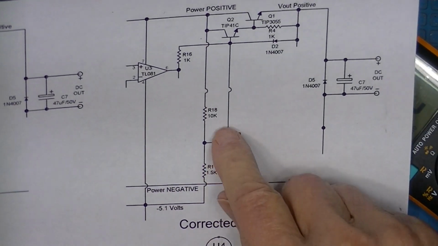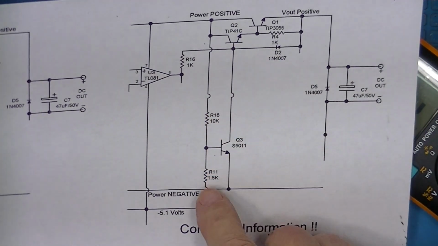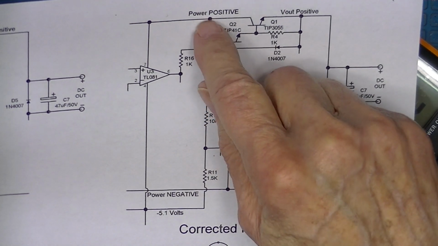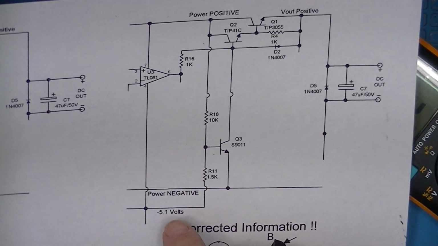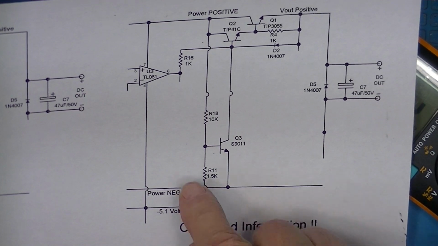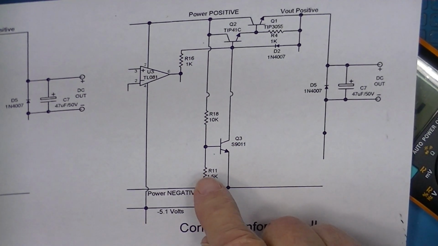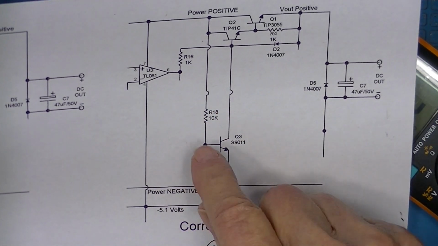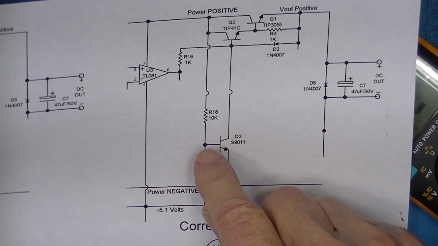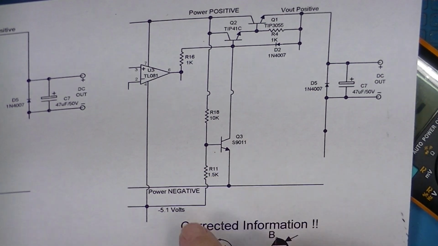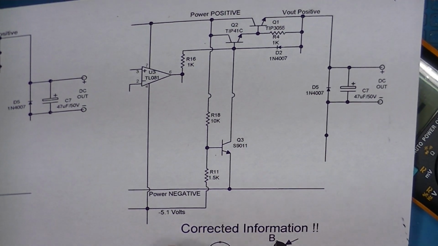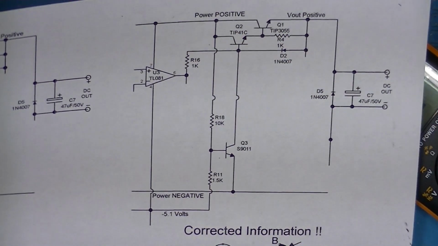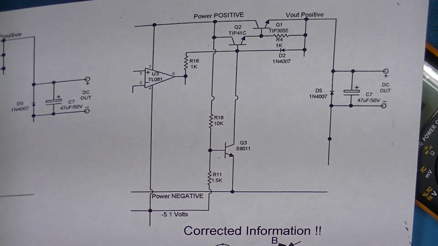and then it's biased by these two transistors from power positive to minus 5 volts. If you work out the voltage provided by this voltage divider at the base of the transistor, you find out it's virtually nothing, 0. That transistor in a properly operating supply does nothing.